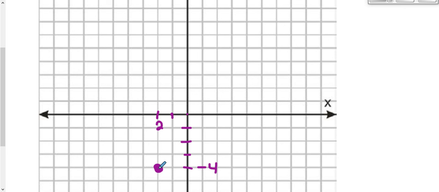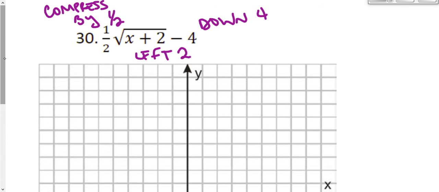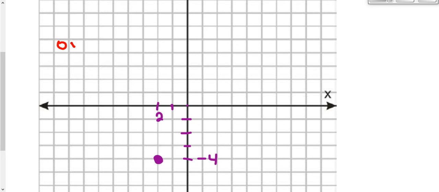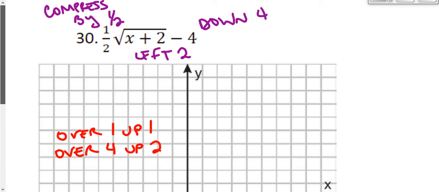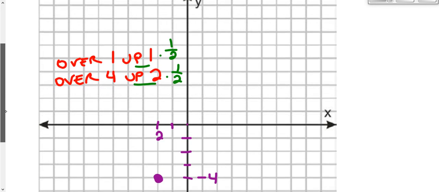Now all I have to do is draw the rest of my graph, and I'm going to go ahead and use my pattern to see what that's going to look like. So we have a pattern of over 1, up 1, and over 4, up 2. But I'm also compressing by 1/2. So that compressing by 1/2 means that it's going to change my pattern by changing these outputs by multiplying them by 1/2. So this is going to be my pattern. I just have to make sure to multiply my outputs by 1/2.